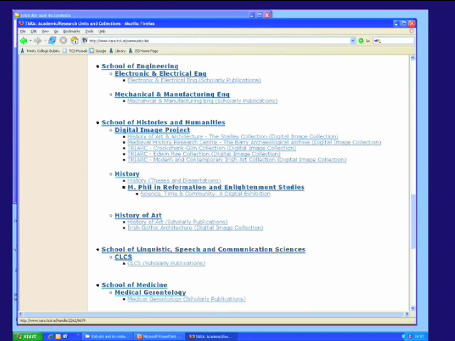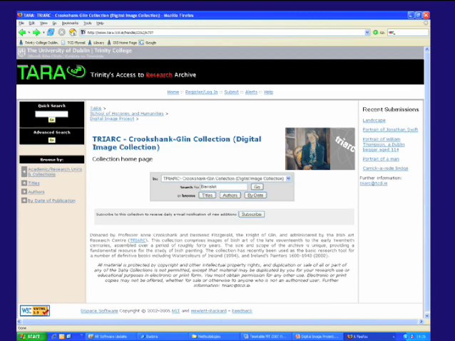So I'm going to show you a couple of examples from the Cruikshank Glyn collection. These are, as I said, research materials that were collected up by Anne Cruikshank and the Knight of Glyn over about 40 years, relating to Irish art from about 1600 to about 1940. We think, big think, around 30,000 images of Irish art, so a really significant collection. And you can see here basic information about the collection.